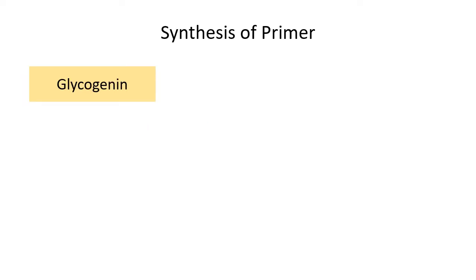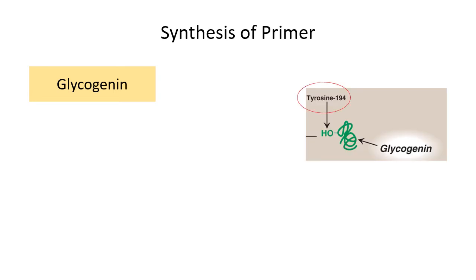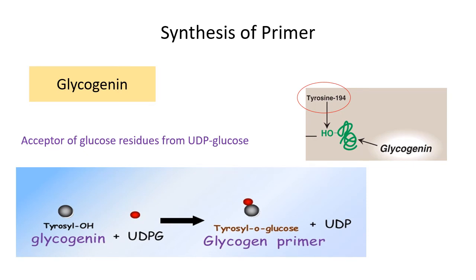We have a protein called glycogenin. This protein has a tyrosine amino acid, which works as an acceptor of glucose residues from UDP-glucose. As you can see in the figure, glycogenin transfers a glucose residue from UDP-glucose to the hydroxyl group of its own tyrosine. The side chain hydroxyl group of a specific tyrosine serves as the site at which the initial glucosyl unit is attached. This reaction is done by glycogenin itself via autoglucosylation. That's why glycogenin is considered an enzyme.